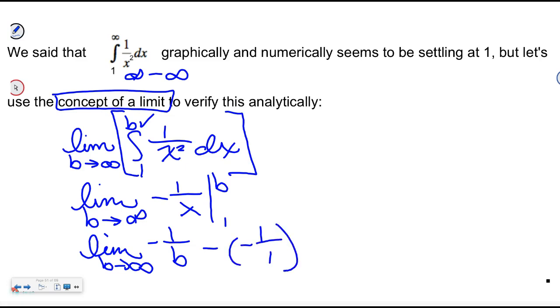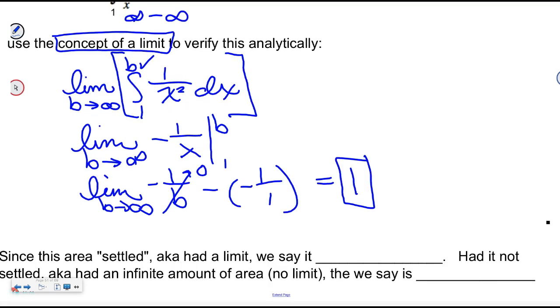Anyway, so now when I send B to infinity, what is this going to for sure? This is 0, and I get minus a negative 1. So I've now actually shown, we crept up on it, and it was looking very much like 1. This is showing it's exactly 1. So because it was at 1, we say it converged.